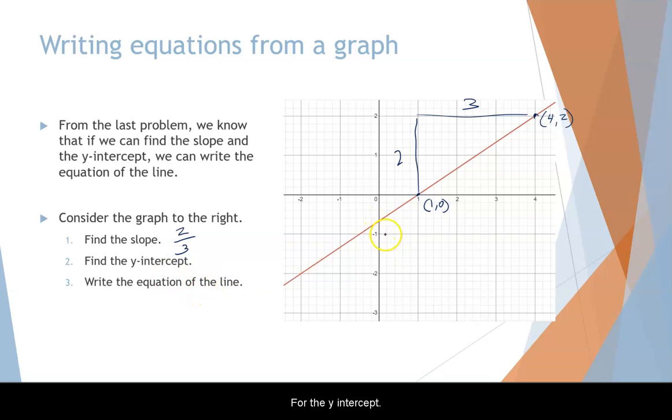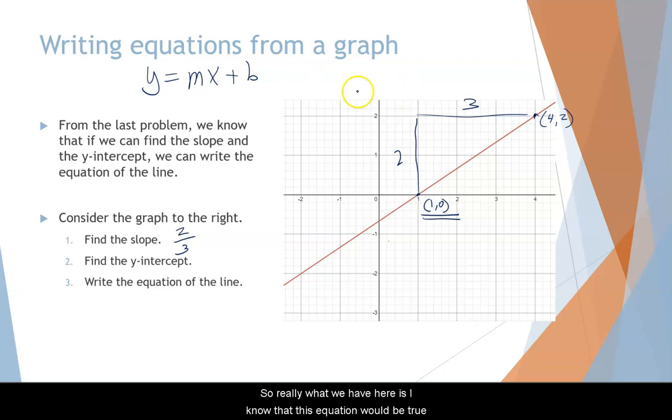For the y-intercept, I can't read it off directly. It's somewhere in between 0 and -1, closer to -1. So we're going to have to calculate it instead. For calculating it, I know, again, y = mx + b. And we know some pieces of information here. Every point on the line is a solution of the equation. And we also know what the slope is.